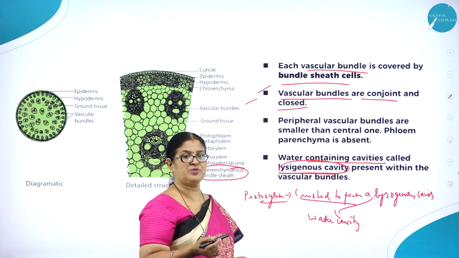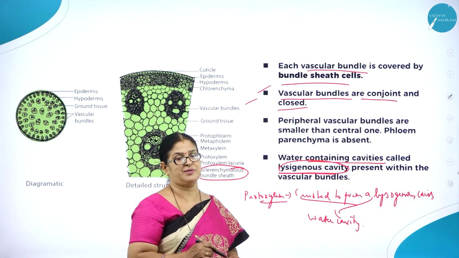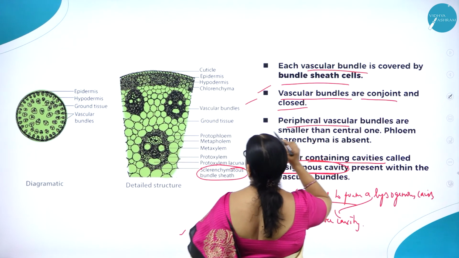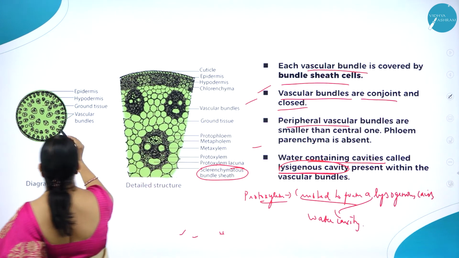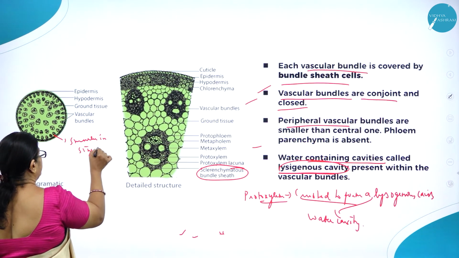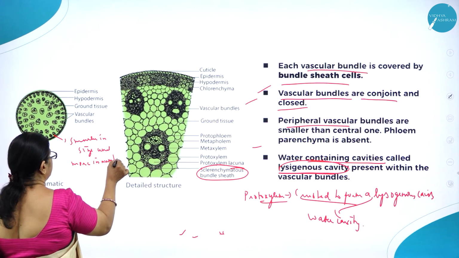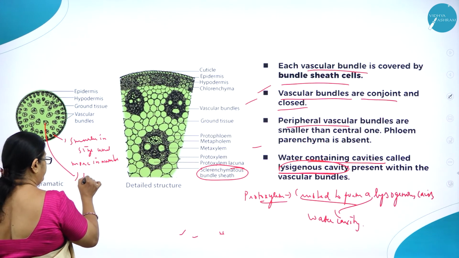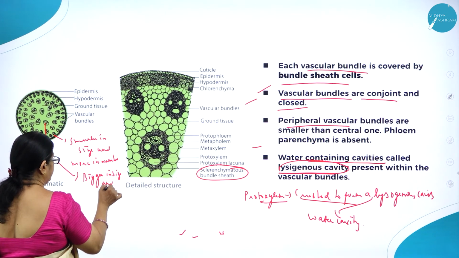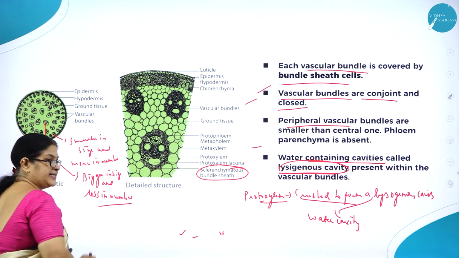And there is no cambium. So you don't find secondary growth in monocot stem. Secondary growth is absent in monocot stem, but present in dicot stem. So the peripheral vascular bundles, as I said, those towards the periphery are smaller in size and more in number. And those towards the center are bigger in size and less in number.